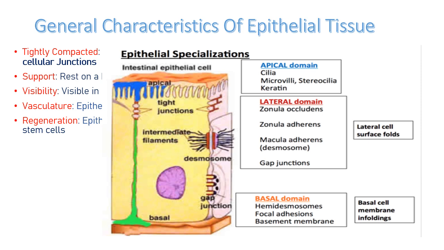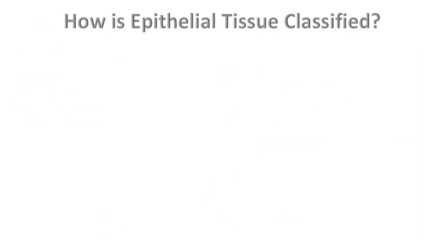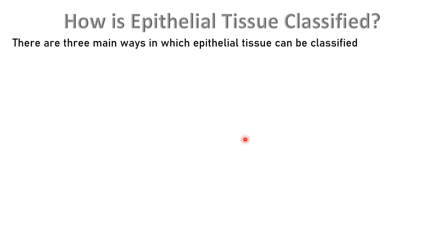Okay, now, how is epithelial tissue actually classified? So this is classification of epithelial cells. When we talk of classification, there are actually three main ways in which epithelial tissue can be classified. So the first one is simply classification by number of layers. When we talk of number of layers, in short, how many layers are on top of each other? So you can have one layer or more than one layer, right? That's the classification.